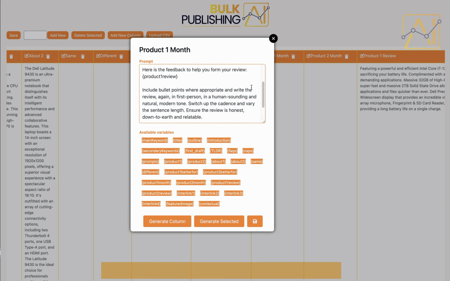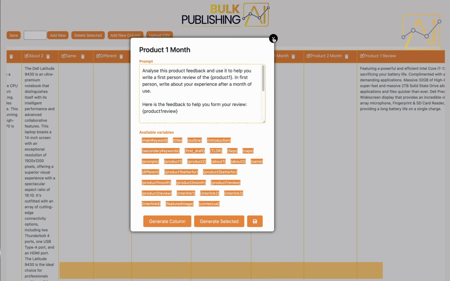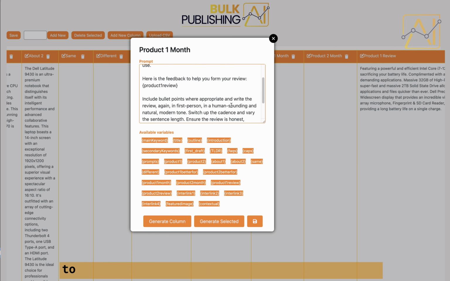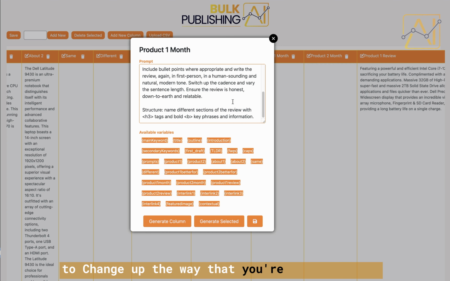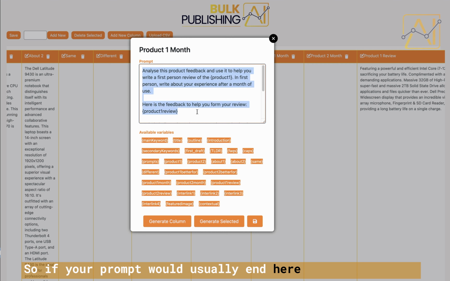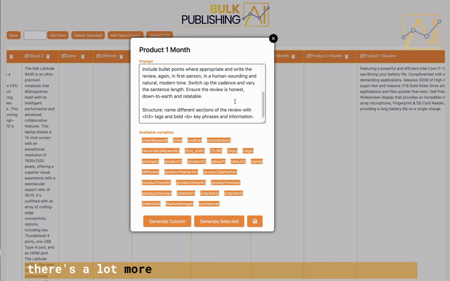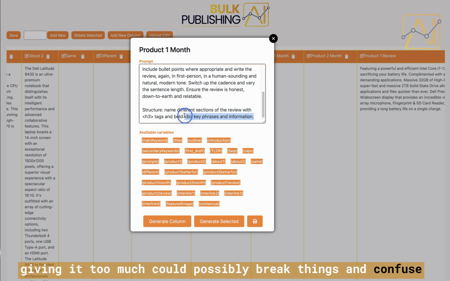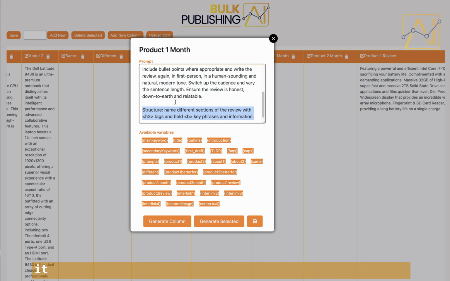This is very rough, so we're going to look at the output. You're going to see the difference adding some of these things makes, and also where you might want to change up the way that you're doing things. So if your prompt would usually end here, you can see that there's a lot more that you can do. You can also see that giving it too much could possibly break things, confuse it, and give you an output that needs more cleaning up.